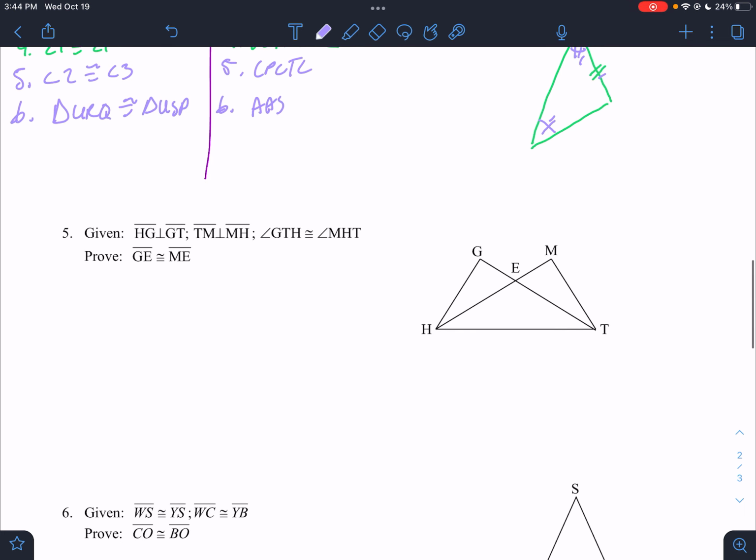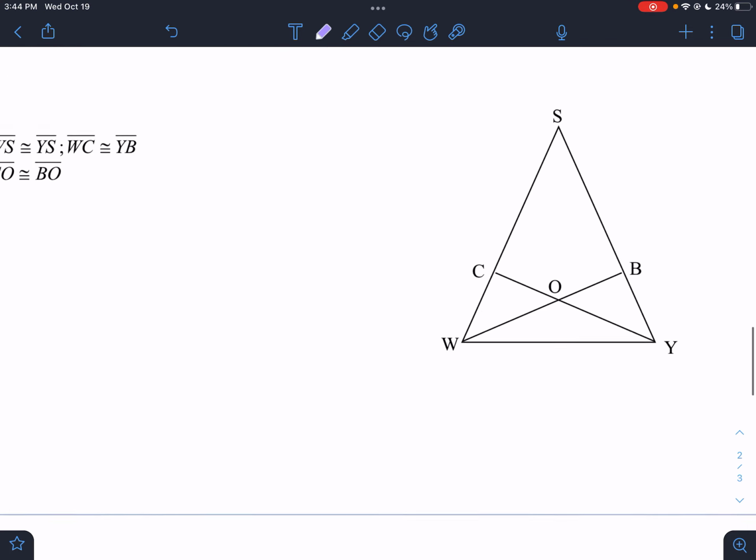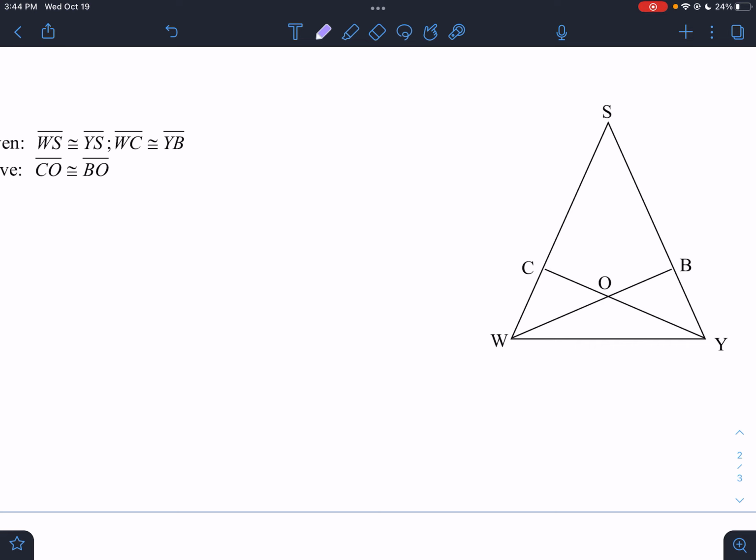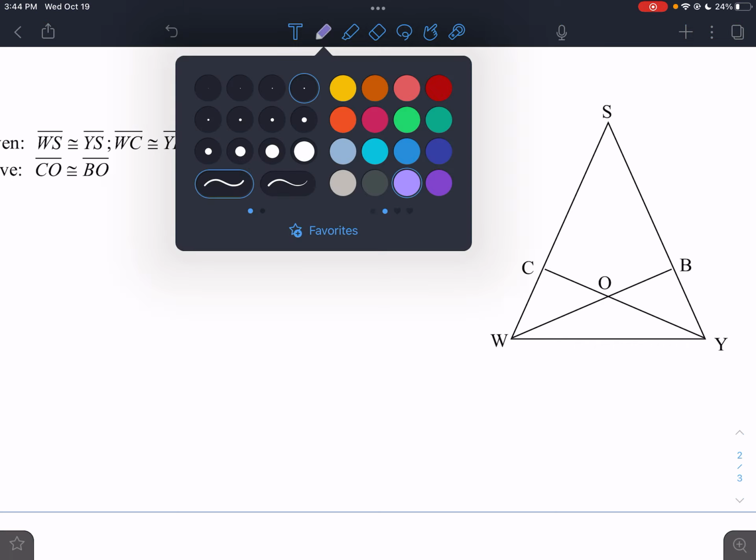I'm going to skip this one for now. We might do this one another day. I'm going to go to this problem. This is the same question I ask you to do on your homework. This is a really hard question.